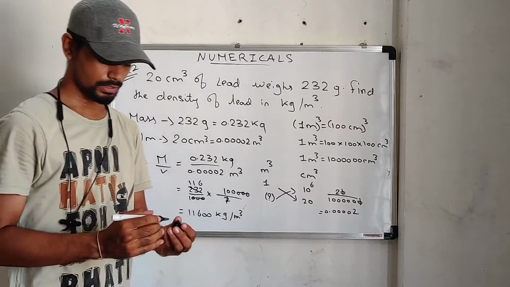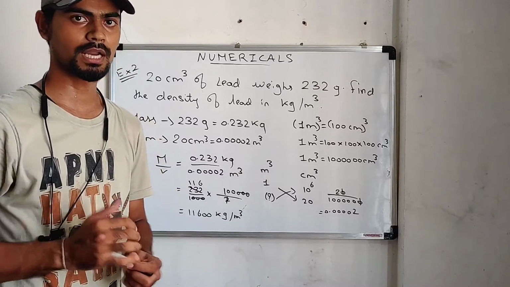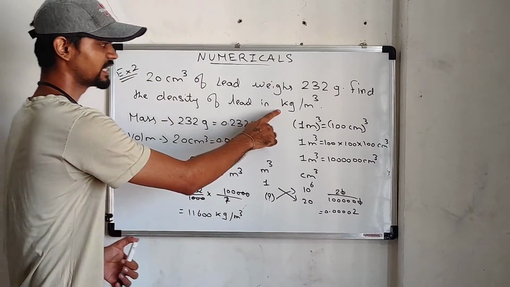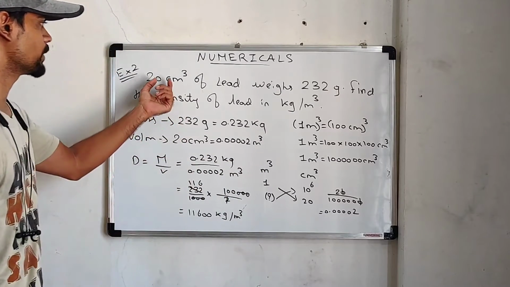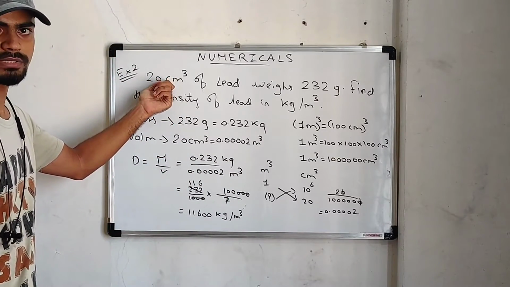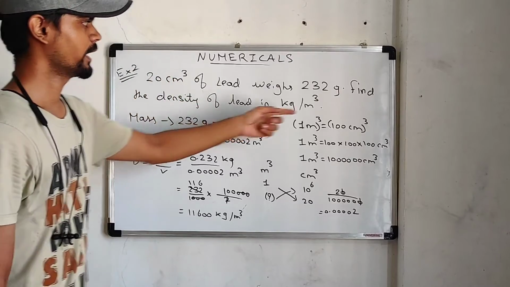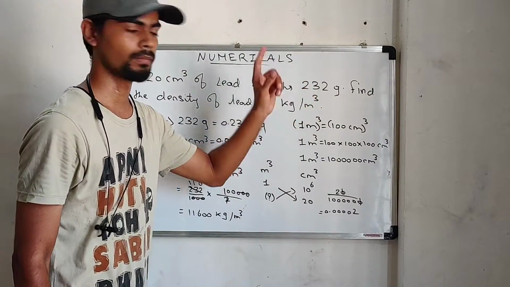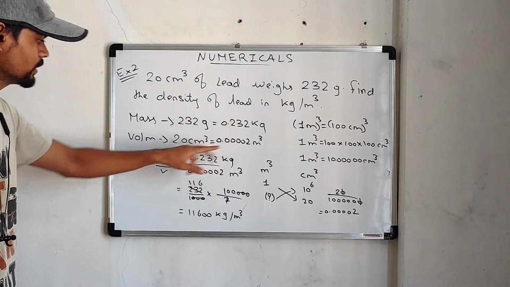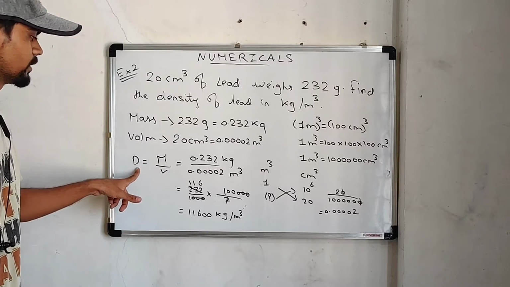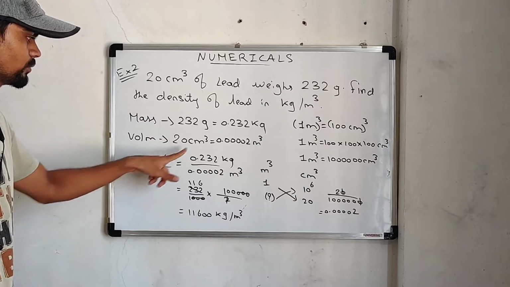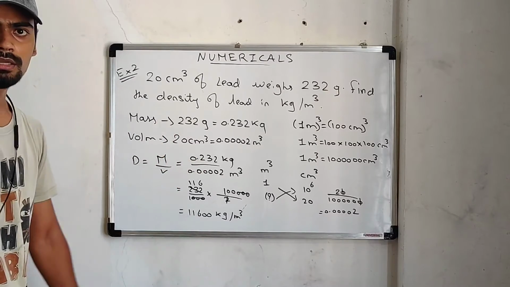So if in the question they are asking in kg per meter cube, first you will convert the particular data, say from centimeter cube to meter cube and from gram to kilogram. After that conversion, just apply the formula, that is our basic: density is equal to mass upon volume, and after applying this you will get the answer.